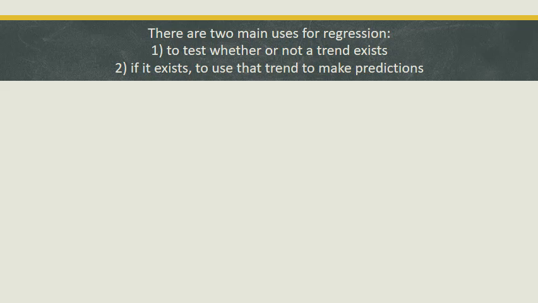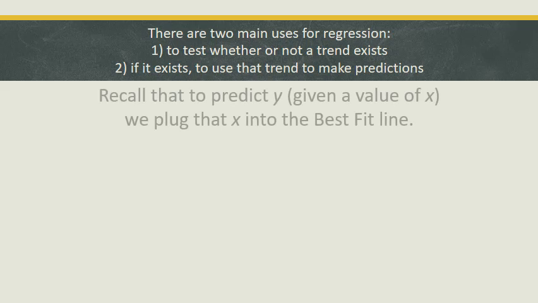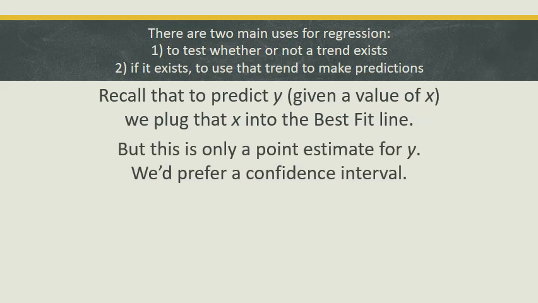The key thing to remember from the last video is that we can find the mean expected value of y for any given x value by plugging it into the best fit line. But this by itself isn't very satisfactory. This is equivalent to finding x bar in a one sample problem and then stopping and saying, I hope x bar is close to the population mean. It is much more insightful to build a confidence interval around that point.